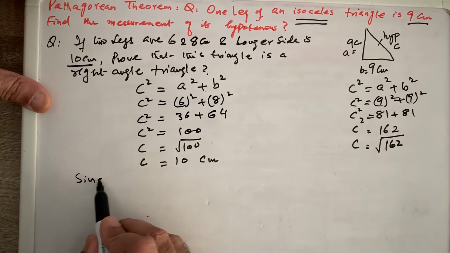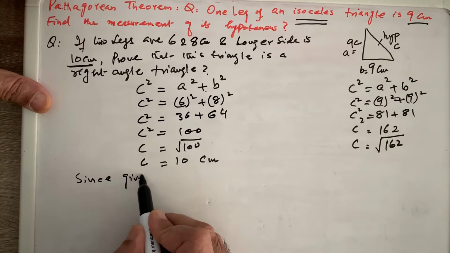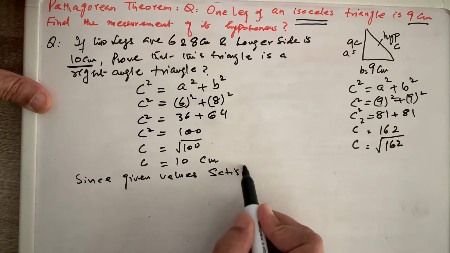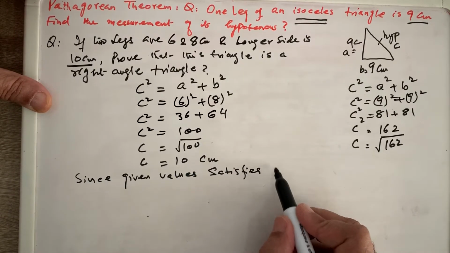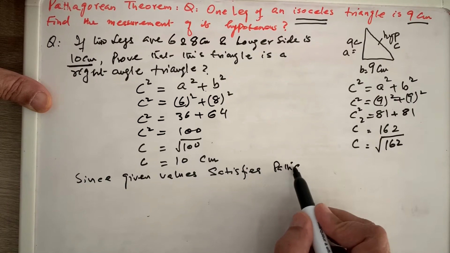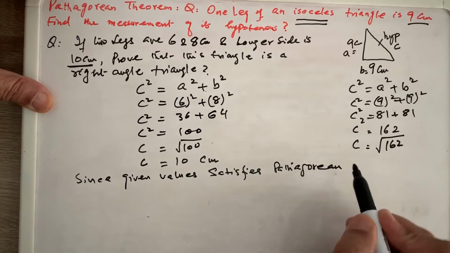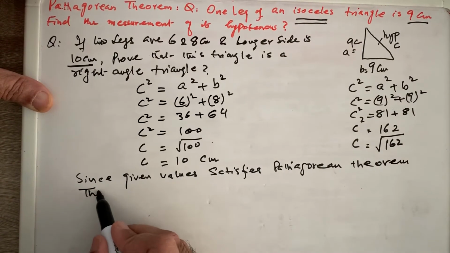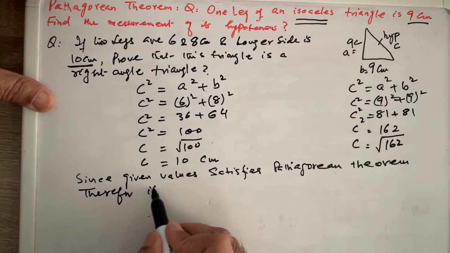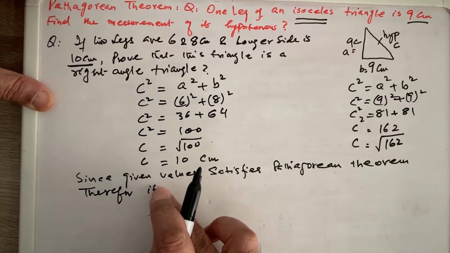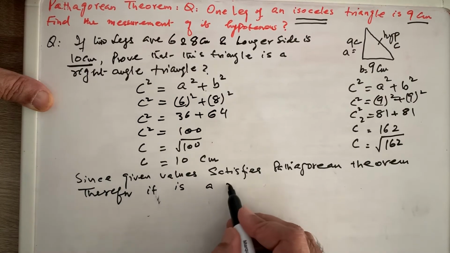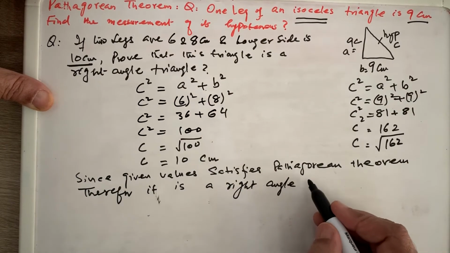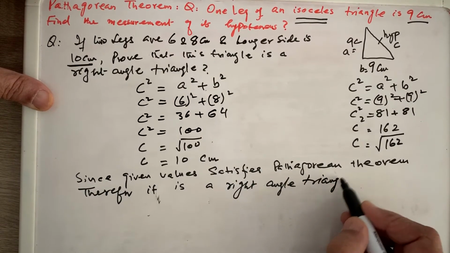So your answer will be: since the given values satisfy Pythagorean theorem, therefore it is a right angle triangle, right? Right angle triangle. So if a question is given like this, you can handle it, right?